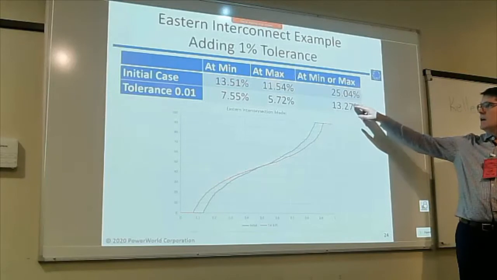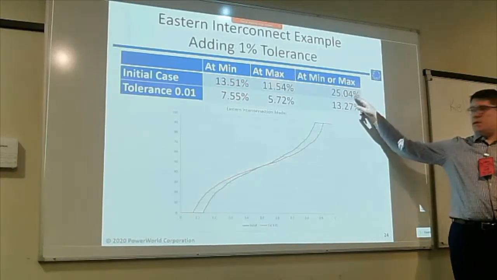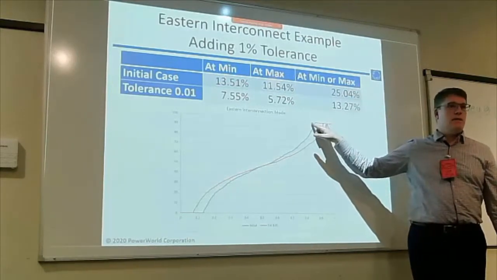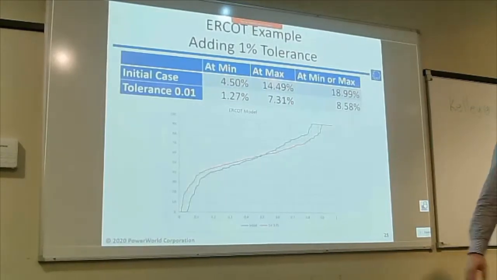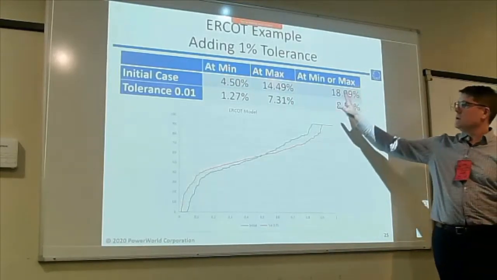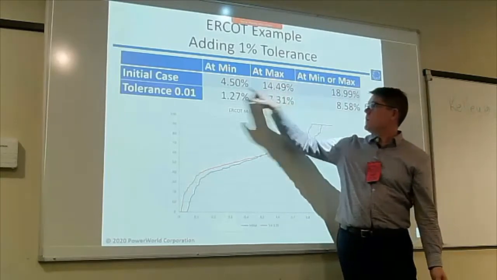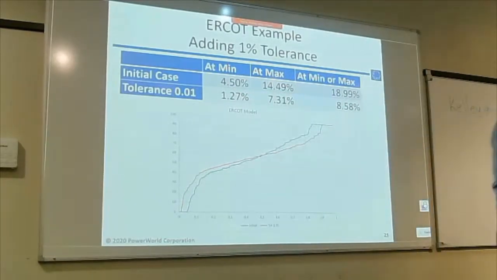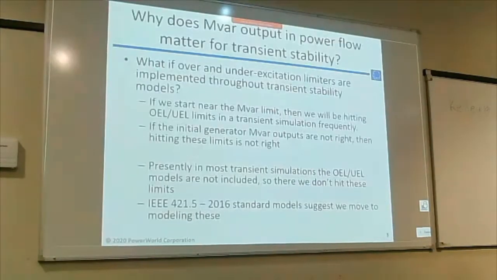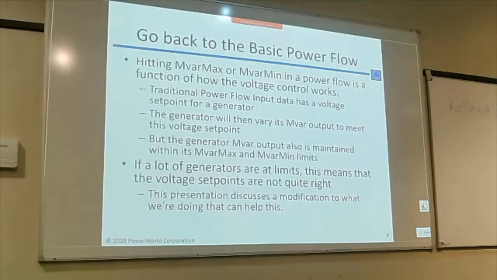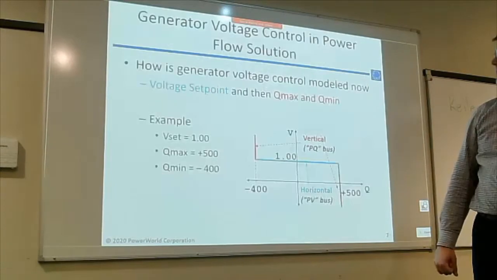In a second, I'm going to talk about how to add a tolerance to the voltage set point in the power flow and let it move things around. This was after I did that. Generally what's happening is it's coming back more towards flat, where things aren't at limits as much. So units down here are tending to go up, units over here are tending to go down. I'm going to explain why that happens in just a second.